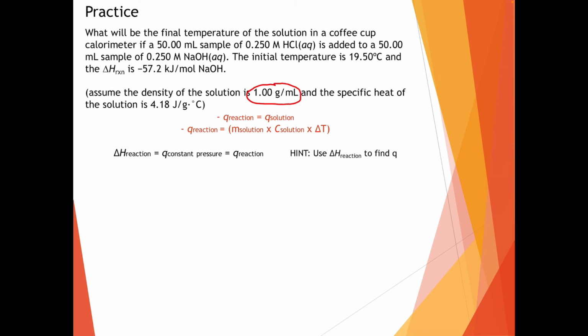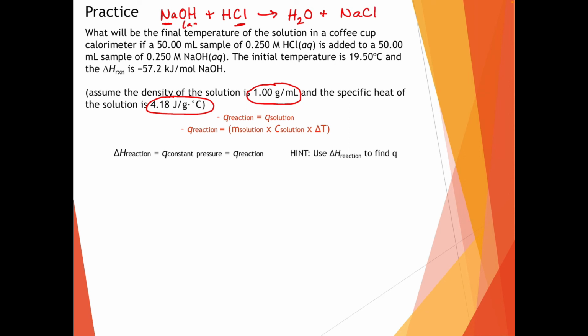So we have 1 gram per milliliter for the density and 4.18 joules per gram degree Celsius for our specific heat. Okay, so there's a lot going on here. What I would always start off with is write a reaction. We know that sodium hydroxide is a base and it's going to react with hydrochloric acid, which is an acid. Acid plus base always gives us a salt and water. So water will be one of the products, and then our sodium and our chlorine will end up together as sodium chloride. Okay, so that's always a good place to start.